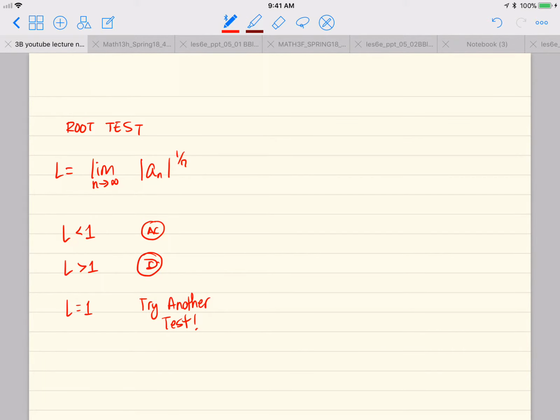Okay, so for our series that we're working with, which is our geometric series, we've got 1 over 2 to the n as a sub n. What is L going to be? L is going to equal the limit as n goes to infinity of the absolute value of a sub n, what is a sub n? 1 over 2 to the n. And so the absolute value of a sub n to the power of 1 over n.